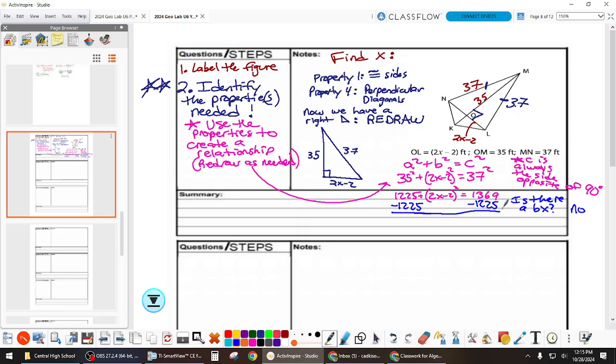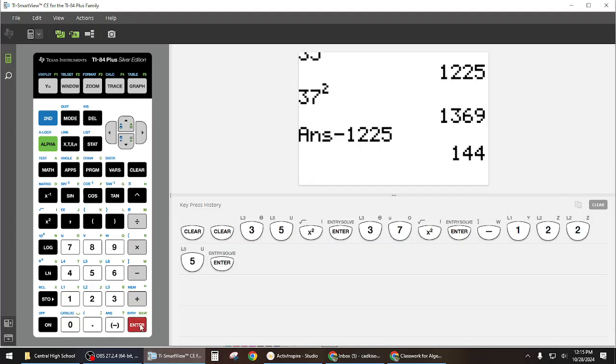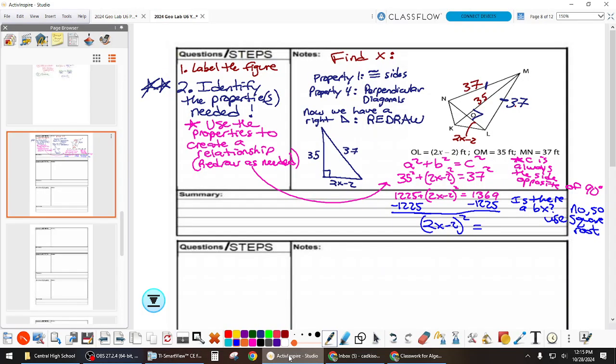Before I do that, I just want to write here: use square root. Anyway, so we're subtracting 1225, and then we get this (2x minus 2) squared. And let's go subtract that, and we get 144. Oh, how about that? It's a nice perfect square. Okay, what's the next step?